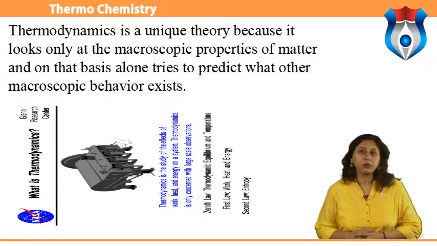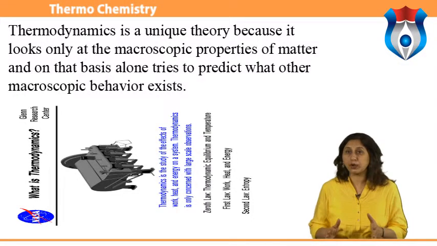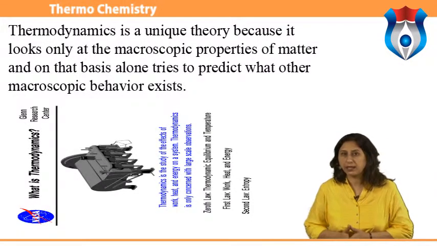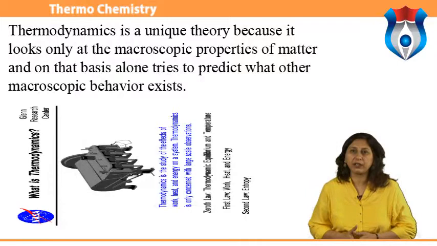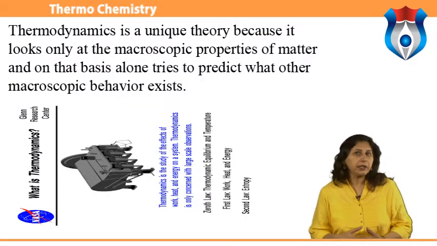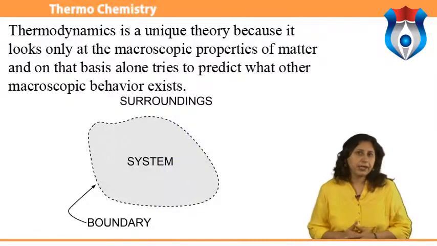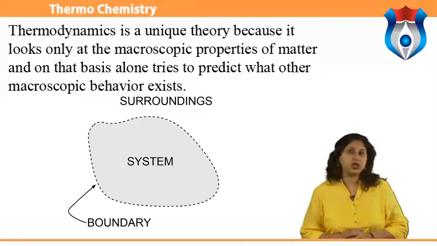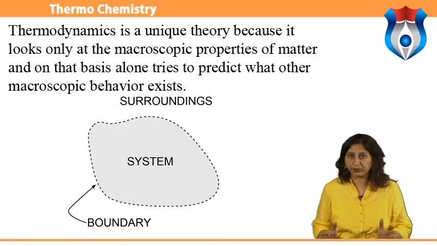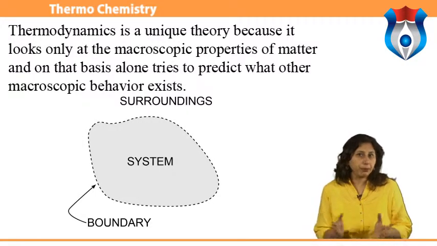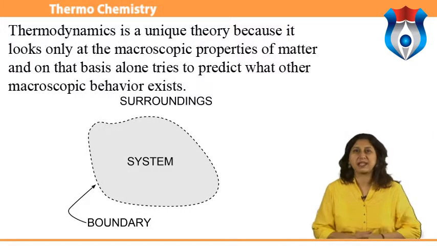Let's start with what thermodynamics is. Thermodynamics is a unique theory because it looks only at the macroscopic properties of matter, and on that basis alone tries to predict what other macroscopic behavior exists. Example, whether a particular reaction will occur or not under certain conditions. It is based on a few basic tenets and is a very general theory. In fact, if the entire atomic theory of matter were overthrown, that is electrons, neutrons, protons, atoms, molecules, the foundations of thermodynamics would still be sound.